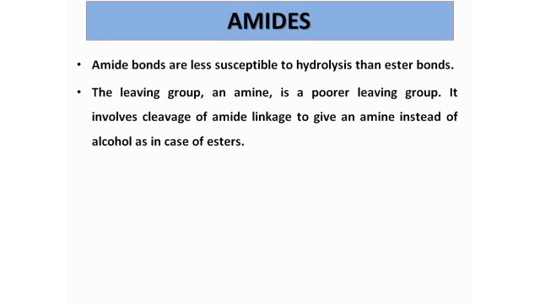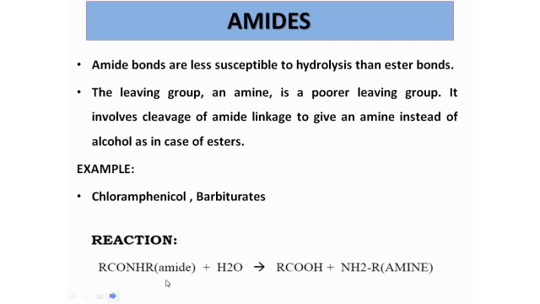So let's have one example. Example, chloramphenicol and barbiturate. Here the amide linkage cleavage takes place. And how it takes place, you see, this is the amide, this is the water. Here we'll get one acidic group and one amine group. This is the leaving group, it is the amine. As I already told you, the leaving group is an amine group, right?